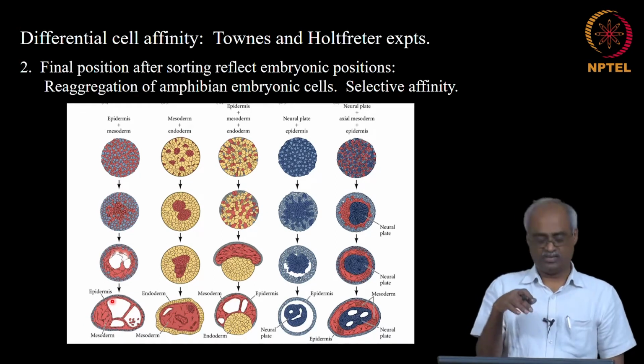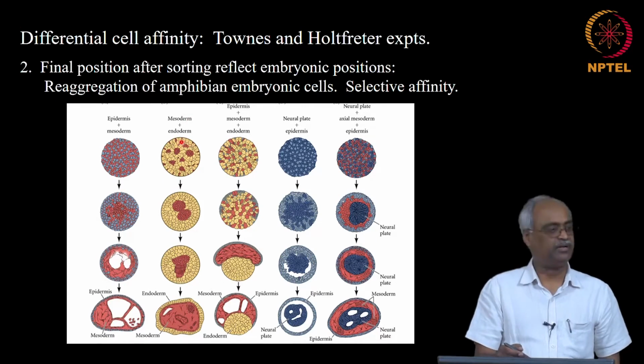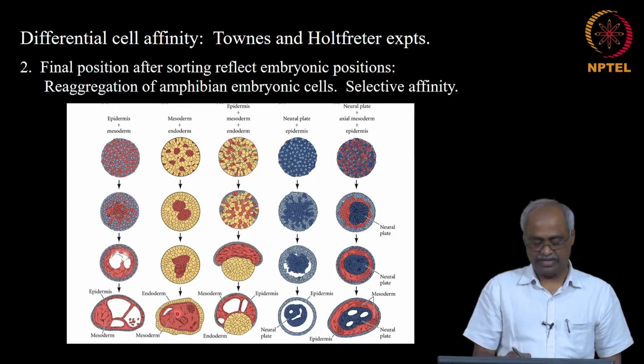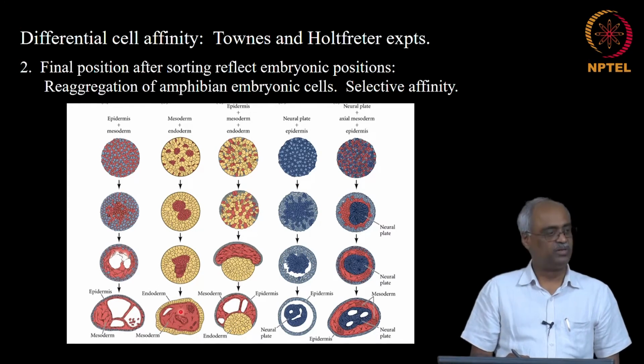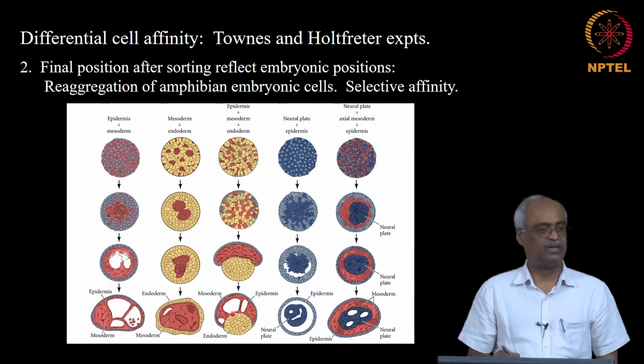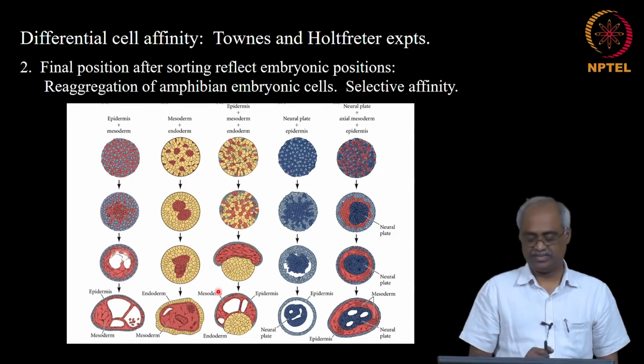Then you do the same experiment with mesoderm and endoderm, and here they separate, but endoderm is outside and mesoderm goes inside when you have these two alone, which is not the embryonic localization. But when you mix all three, you get the same as what happens in the embryo: endoderm, mesoderm, and then epidermis. So they sort that way.